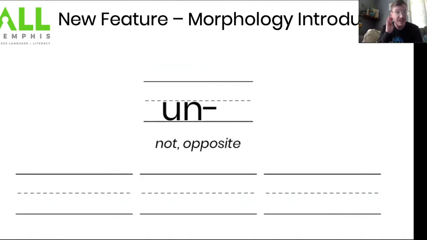Our what? That's right, prefix. A prefix is a lot like a suffix, but listen to how it's different. A prefix is a letter or group of letters added to the beginning of a base or root word to change its meaning. So a suffix is added at the end, a prefix is added where? That's right, at the beginning.